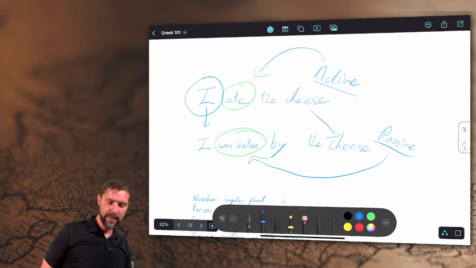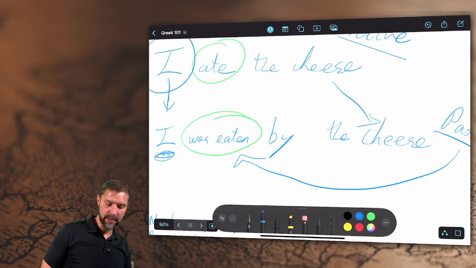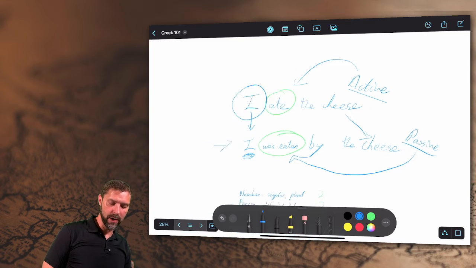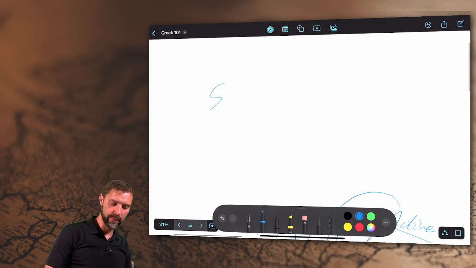Okay. In the case of the passive voice, it's actually another entity that's doing the acting. Even though grammatically this is the subject, if I state the verb, was eaten, and ask the question, who, I'll get the subject: I was eaten. But in the real world, semantically, the one doing the action is actually the cheese.